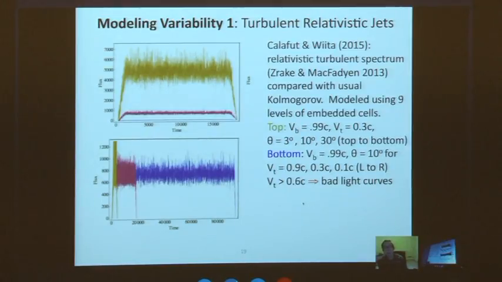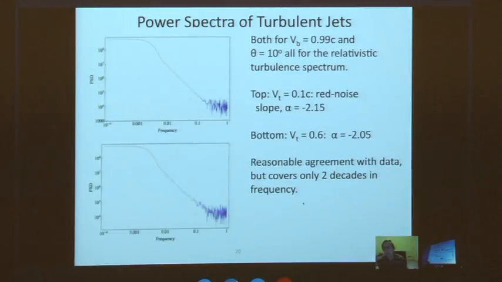So we can get power spectra of these, and what's shown on the next slide then are these power spectra, and we get them basically having red noise and slopes that are shown on the left between minus 2.1 and minus 2.05 for 2 different cases. And so that's reasonable. We like that, but the difficulty is that we basically can only get a couple of decades in frequency. So what we then next did was somewhat more interesting. We can look on the next slide.